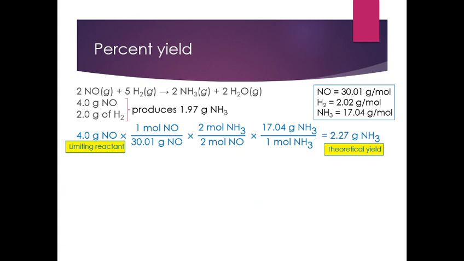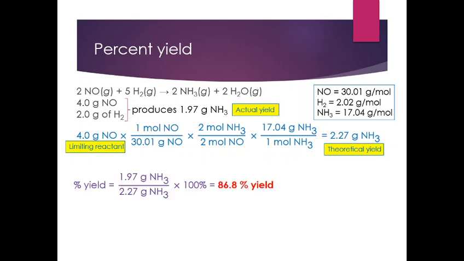Once you know your theoretical yield, and if I tell you the actual yield, in this case that I mixed 4 grams of NO plus 2 grams of H2 and actually produced 1.97 grams of NH3, you just need to remember what the equation is. It's always going to be your actual over your theoretical, or what you actually ended up with over what you could have potentially ended up with, and you end up with 86.8% yield.